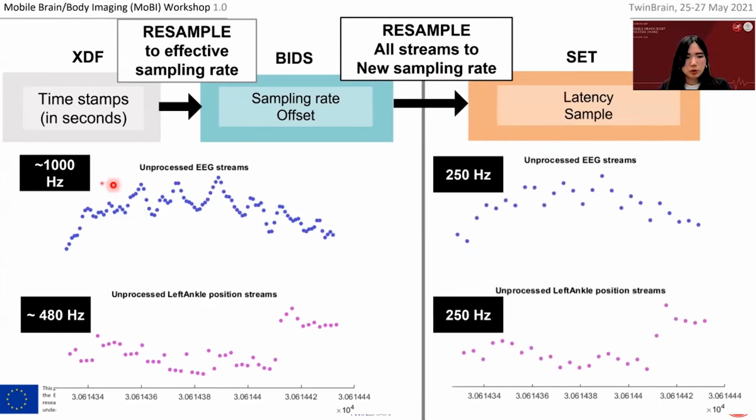We downsample to 250 Hertz when we are converting or importing the data set in BIDS to set. And you can configure this on your own. It's one of the configuration fields. And now, because this uses one single sampling rate for both EEG and motion streams, they should match. The samples have to match between EEG and position streams.